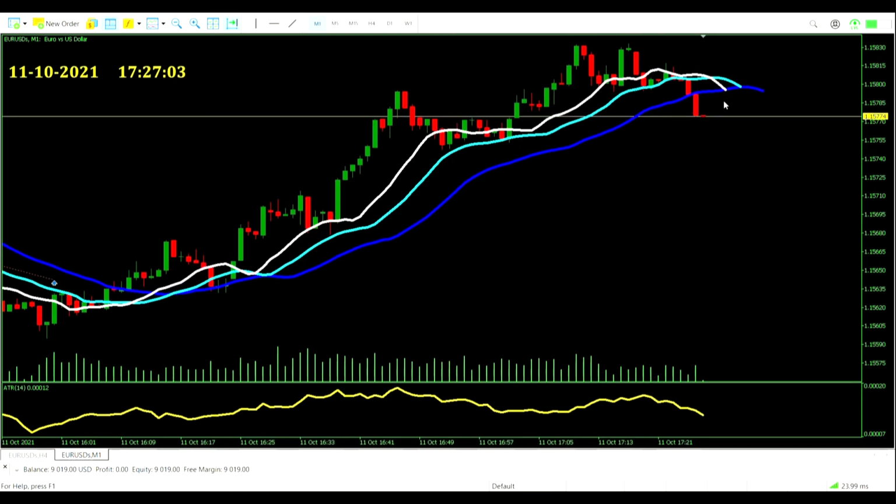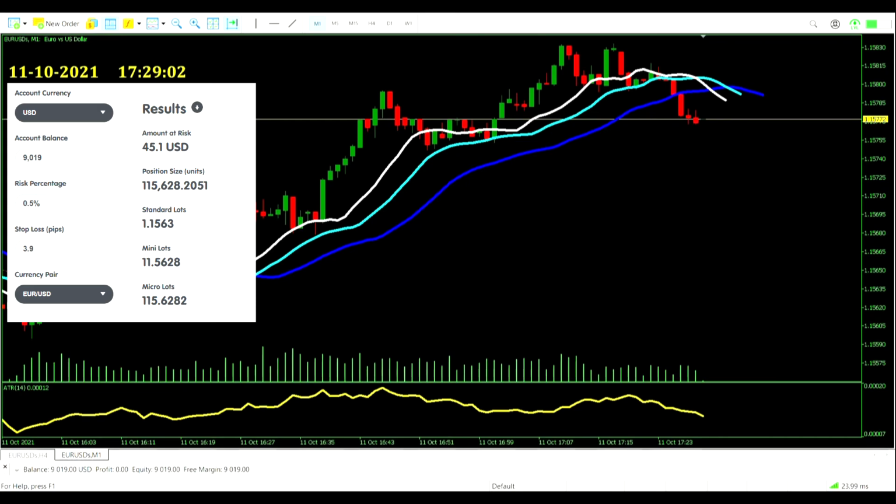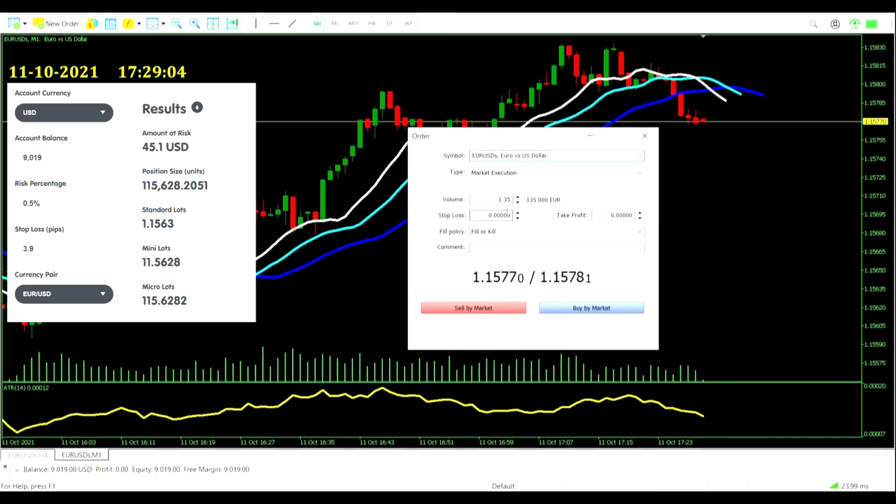Here does come signs of the entry signal. We've got the teeth and the lips on top of the jaws, neither of them quite past it just yet. And it does look like it is certainly going to come here just a few seconds left. ATR at 1.3, which is 3.9 to the stop loss. You can see our risk calculated on screen now as we get ourselves into a sell trade.